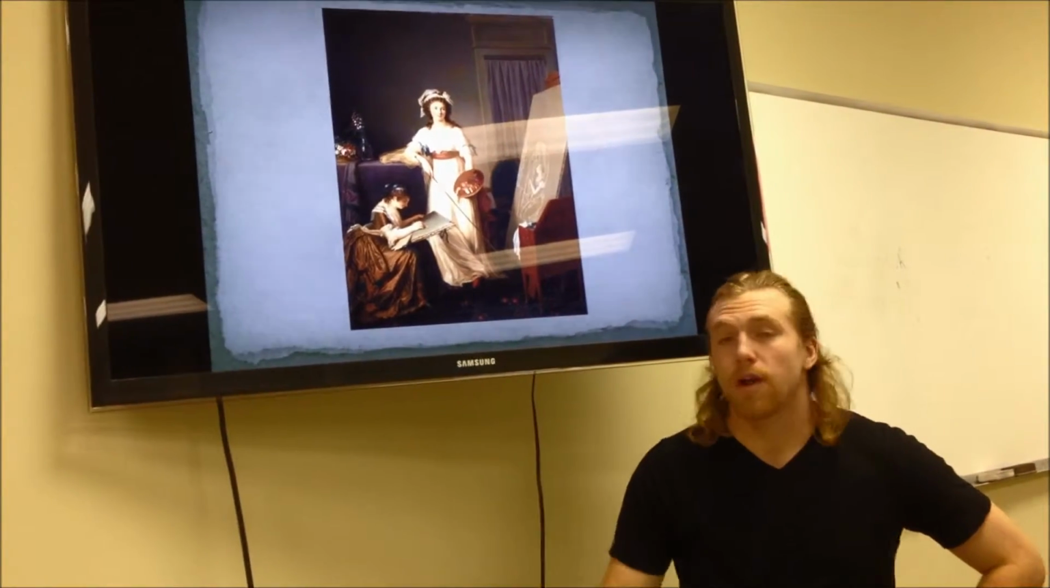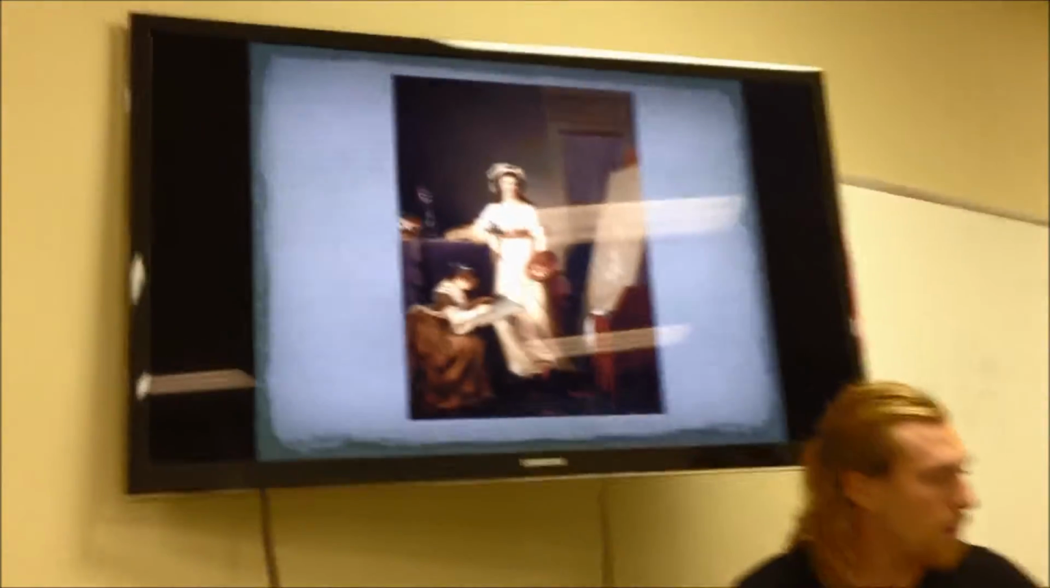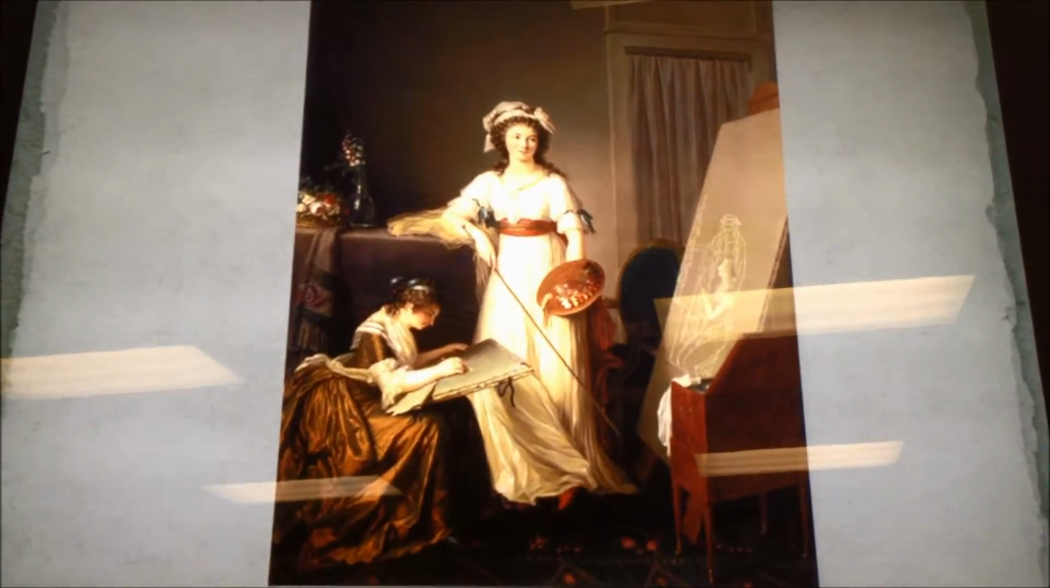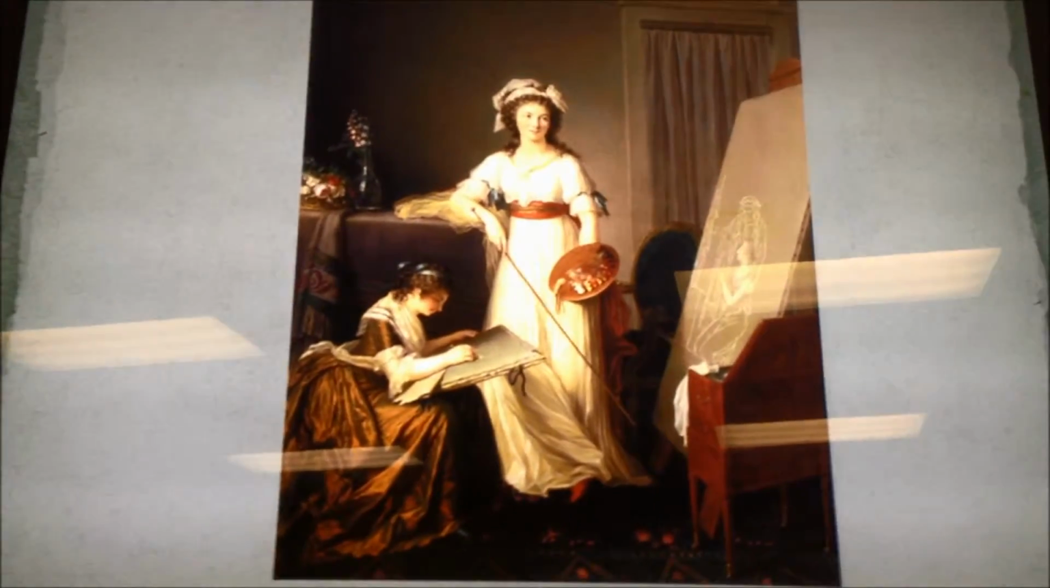This painting is our eighth one, called The Interior of a Woman Painter. This is done by Marie Victoire Lemoine in 1796 in France. It was made out of simple oils on a canvas. It was very significant when it was made because she was one of the first female artists.